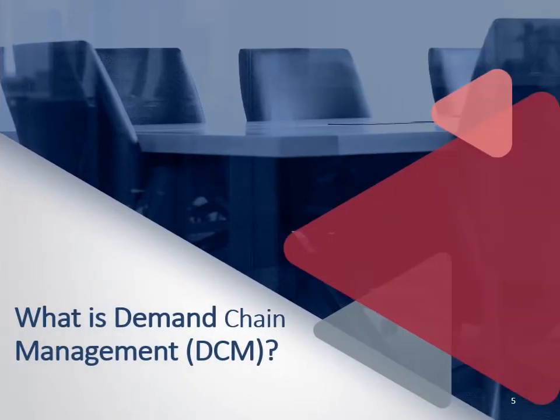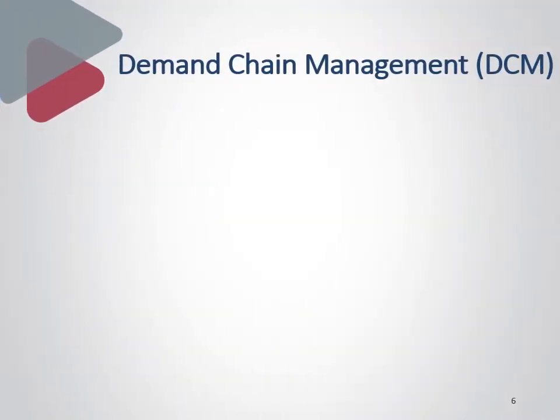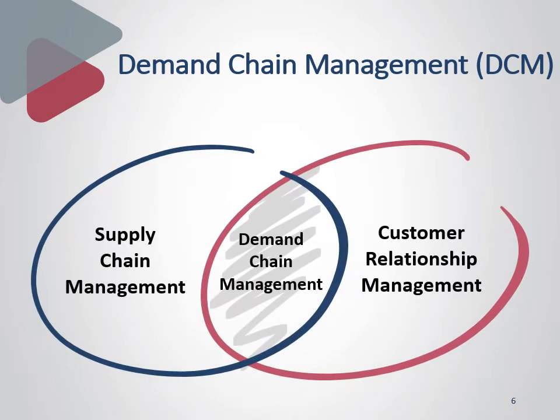Now that we know what supply chain management is, we can move on to demand chain management. Basically, when we merge supply chain management, which is SCM, with customer relationship management, which is CRM, the product is demand chain management. So demand chain management comes in the center. This is clearly shown in the diagram. DCM lies where the SCM and CRM sets are overlapping with each other.